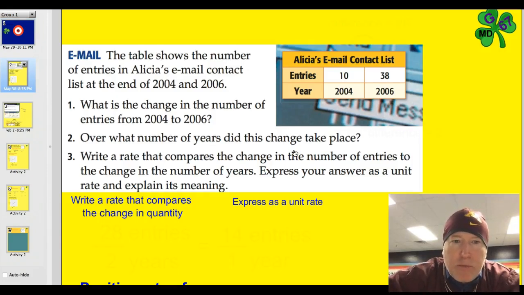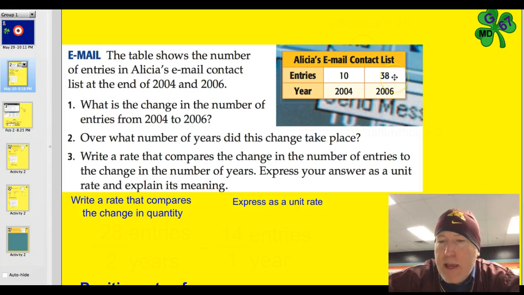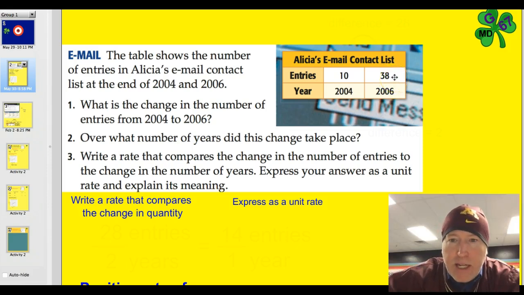So this table shows a number of entries in Alicia's email contact list at the end of 2004 to 2006. So let's just take a look here. We have the entries in 2004. She had 10 contacts and, well, not exactly a bursting social life there. And in 2006, she's up to 38. I think she may have made up some friends there to get that increase.